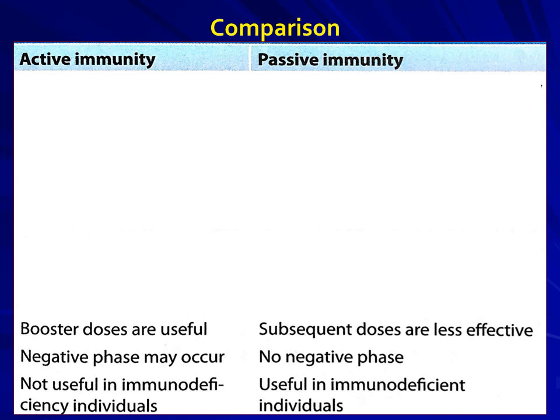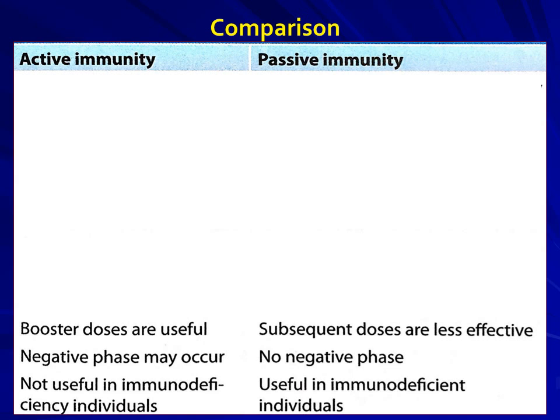And the booster doses are useful in active immunity, and the negative phase may occur in the immune response. Negative phase means the total number of antibodies or lymphocytes present in the circulation gets decreased for a short period, following a primary antigenic exposure. That is called the negative phase, and active immunity is not useful in immunodeficient individuals.